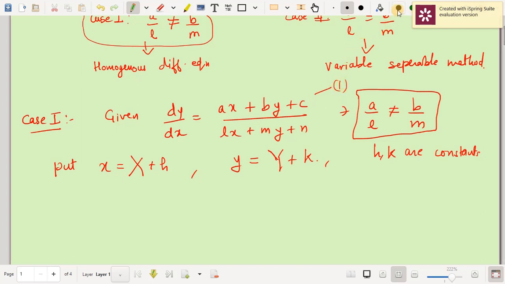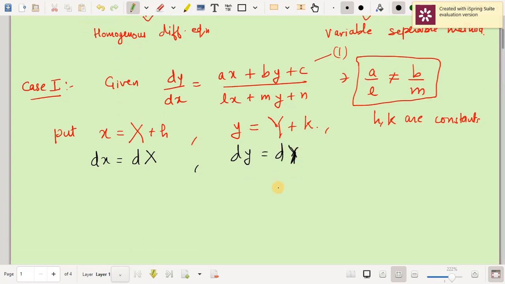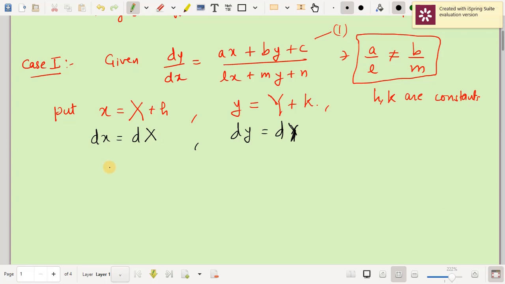If I differentiate this, the total derivative dx is the same as capital dX, since h is a constant and its derivative is 0. And dy is equal to d of capital Y. So equation 1 implies that dy is replaced by capital dY and dx is replaced by capital dX.